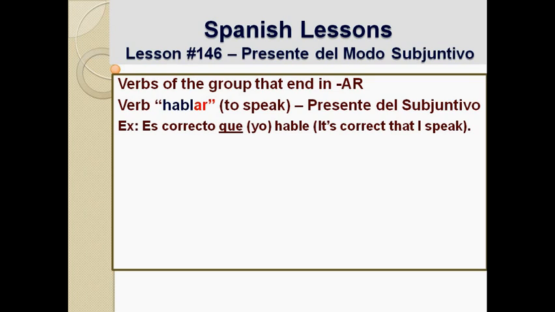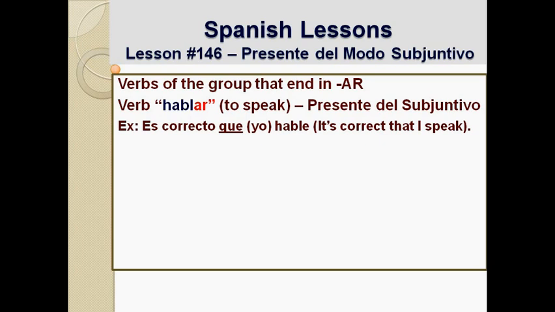So here, why do we use a modo subjuntivo? Because here there is not actually a real situation. In this statement, es correcto que yo hable, it's correct that I speak. Nowhere is it confirmed that I have spoken, right? Or that I will speak. I'm just saying that it is correct that I speak. So there is not a factual situation, okay? That's why this is one of the cases where we use the modo subjuntivo.